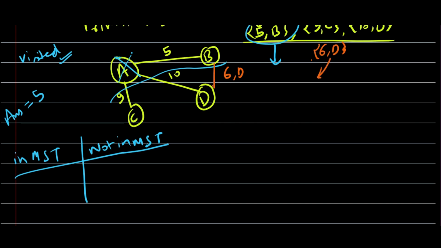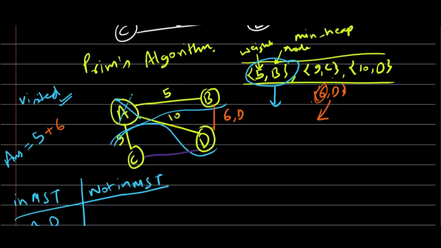So this will be taken out next, and the weight of this will be added. So our answer becomes 5 plus 6. So we have included D also in our minimum spanning tree. So now our minimum spanning tree has A, B, and D. Now we check all the paths we can go from D. There is only one path from D, and that has weight 8.